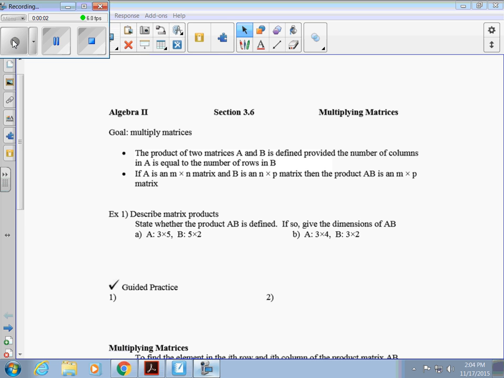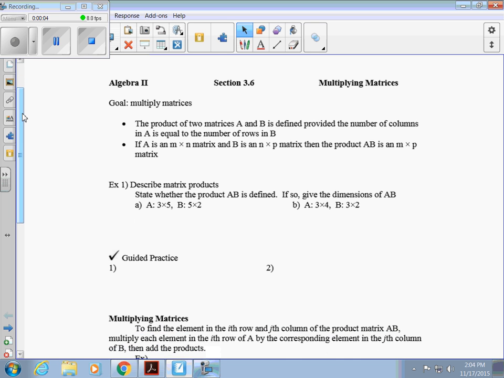Today we're going to be looking at section 3.6, which is on multiplying matrices. When we look at multiplying matrices, we have to keep in mind these two things. So the product of two matrices, A and B, is defined provided that the number of columns in A is equal to the number of rows in B. So if we take the first matrix, however many columns are in that one has to be the same as the number of rows in the second matrix.